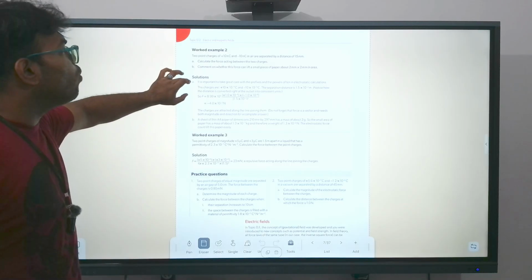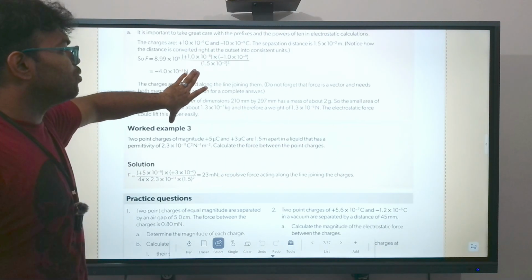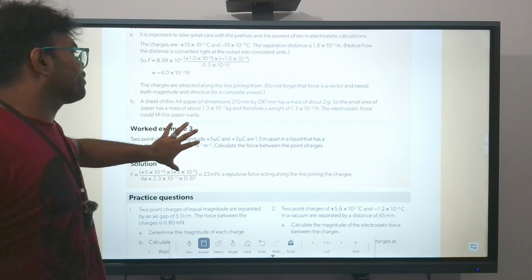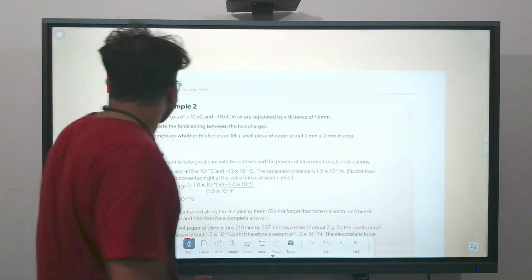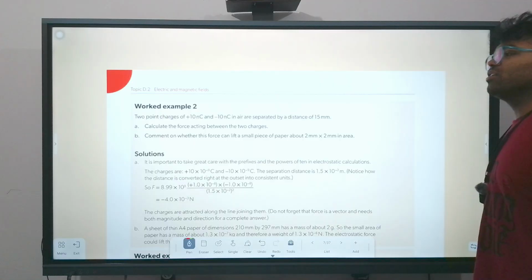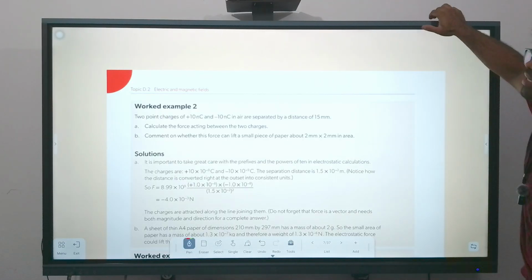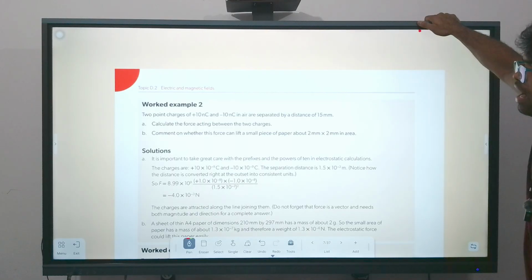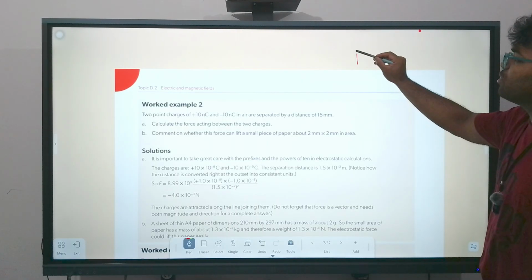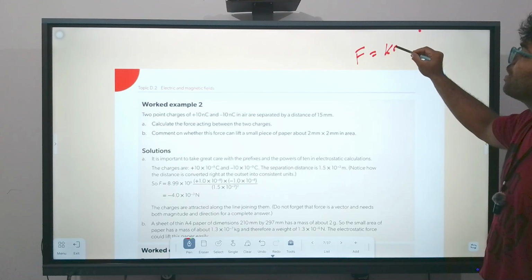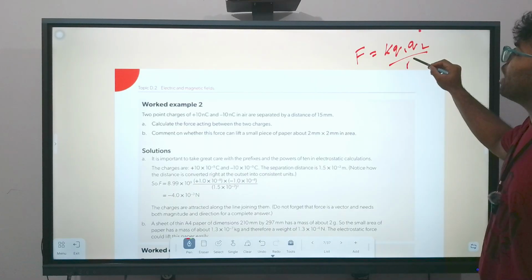Now, worked example number 2. Two point charges of plus 10 nanocoulombs and minus 10 nanocoulombs are in air, separated by a distance of 15 millimeters. Calculate the force acting between the two charges. Easy, right? So you can use F is equal to k Q1 Q2 upon r squared.